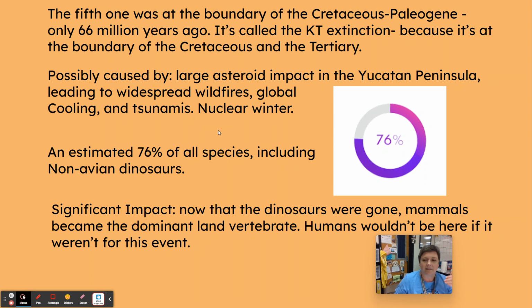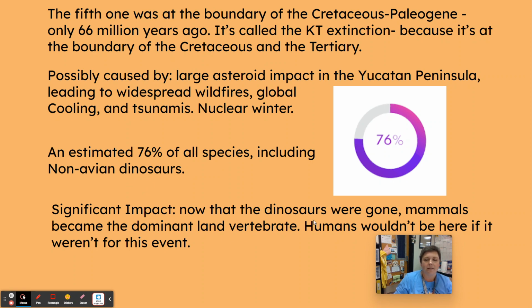which again, it blocks out the sun. Plants can't do photosynthesis. So a lot of things died. An estimated 76% of all species, including non-avian dinosaurs. So the flying dinosaurs, they stuck around. They were able to make it through this, and they became birds. Pretty cool.